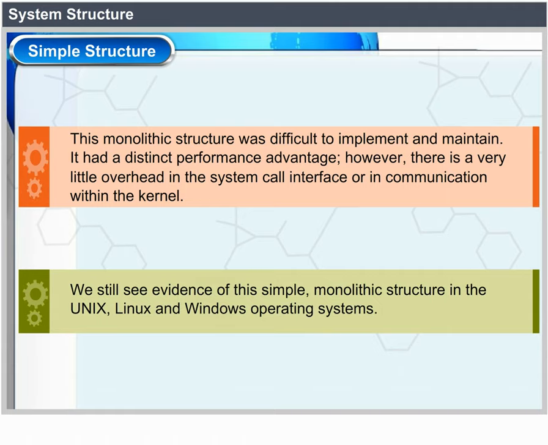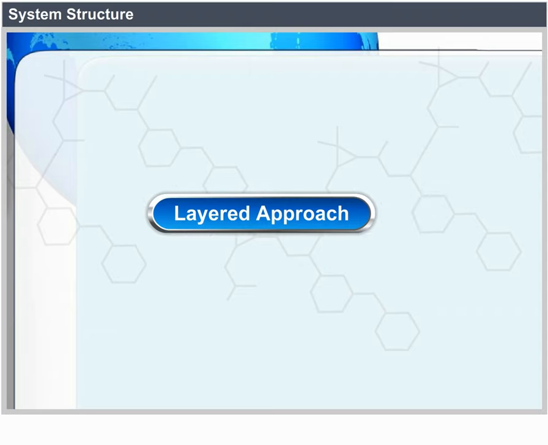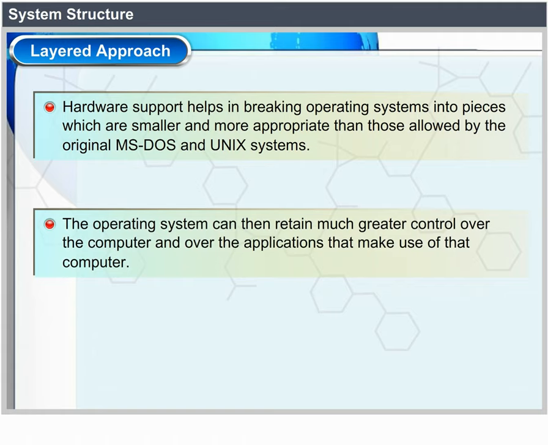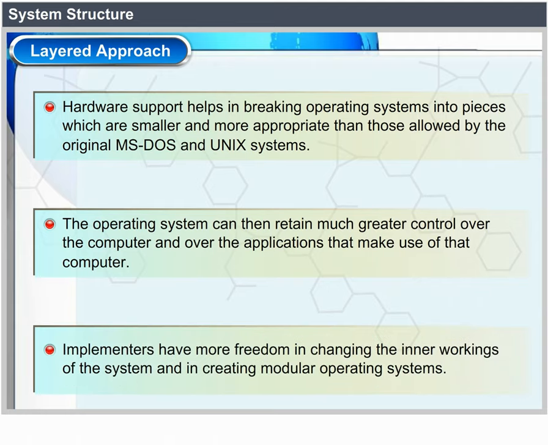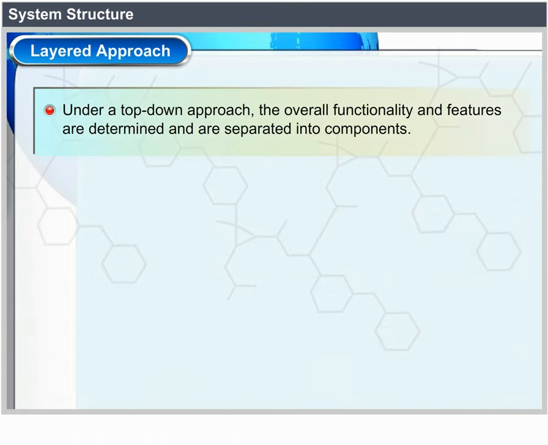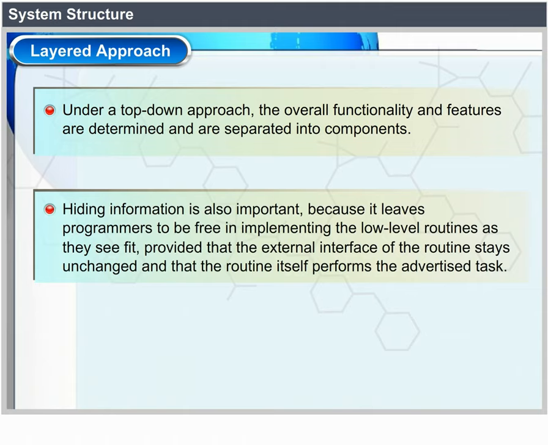Layered approach. With proper hardware support, operating systems can be broken into pieces that are smaller and more appropriate than those allowed by the original MS-DOS and Unix systems. The operating system can then retain much greater control over the computer and over the applications that make use of that computer. Implementers have more freedom in changing the inner workings of the system and in creating modular operating systems. Under a top-down approach, the overall functionality and features are determined and are separated into components. Information hiding is also important because it leaves programmers free to implement the low-level routines as they see fit, provided that the external interface of the routine stays unchanged and that the routine itself performs the advertised task.